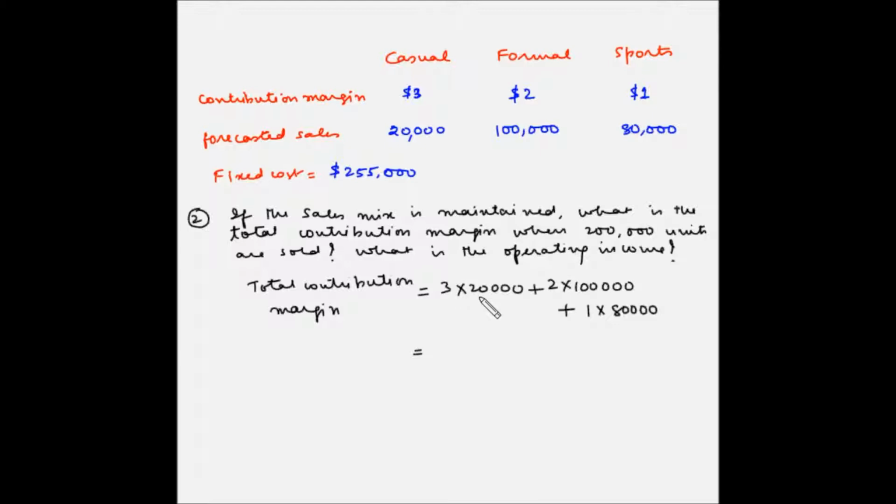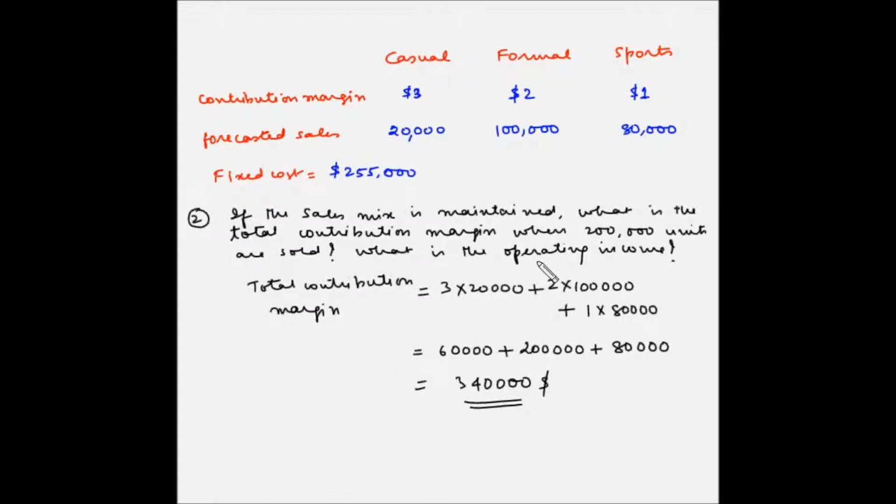So this is equal to 3 2s are 6, so 60,000 plus 200,000 plus 80,000. So this is equal to 8 plus 6 is 14. So 140,000 plus 200,000, which is 340,000 dollars. So this is the total contribution margin.